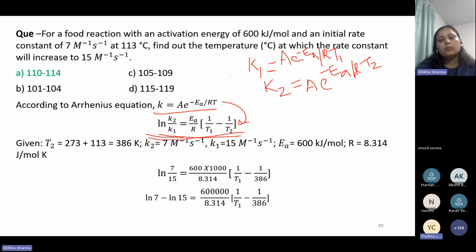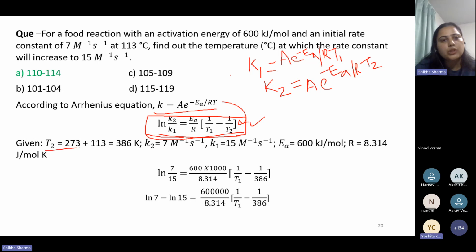I hope you are very familiar with this equation. You must have seen it in any of the subjects you have studied, when there is a reaction and it's temperature dependent. So you must have seen this equation, which we have just now discussed, and how we get it.